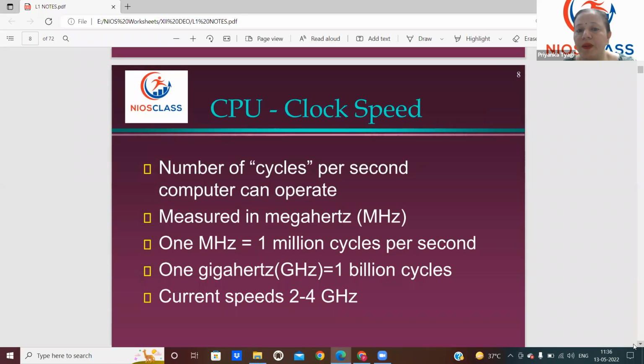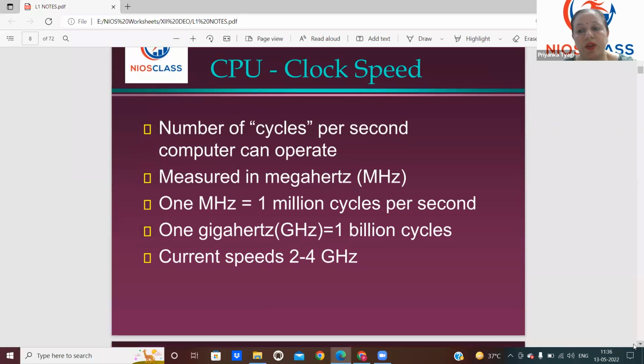Now the CPU clock speed decides the speed of your computer. It means how many instructions are executed in a particular time. The number of cycles per second a computer can operate depends on the clock speed. Majorly, clock speed is calculated in megahertz. 1 megahertz is equivalent to 1 million cycles per second. 1 gigahertz equals 1 billion cycles. Current speed is 2 to 4 gigahertz.